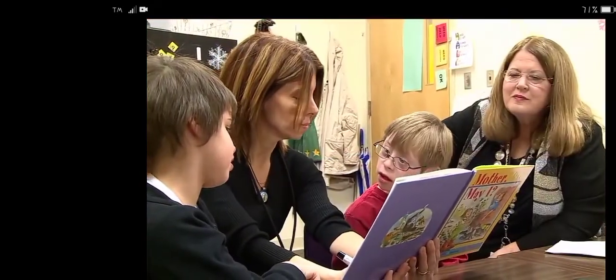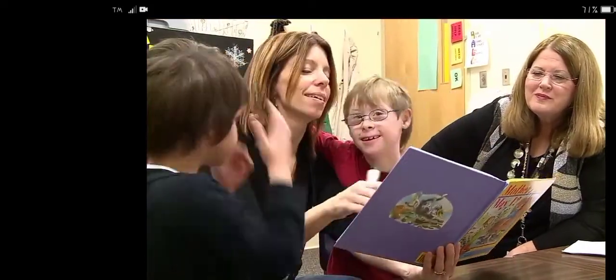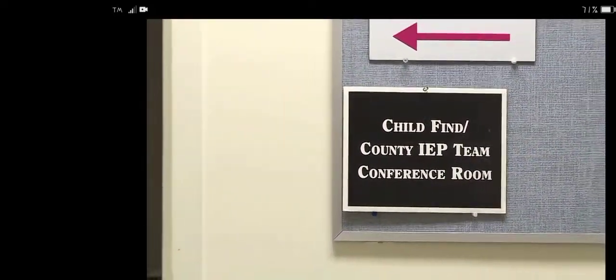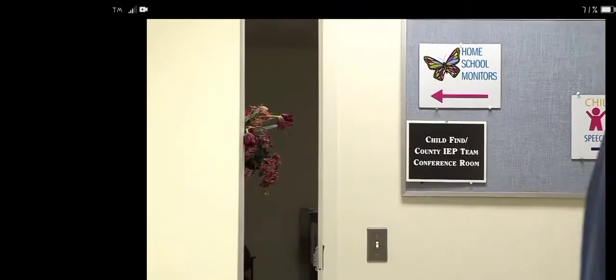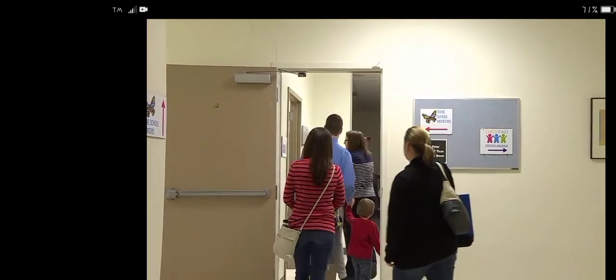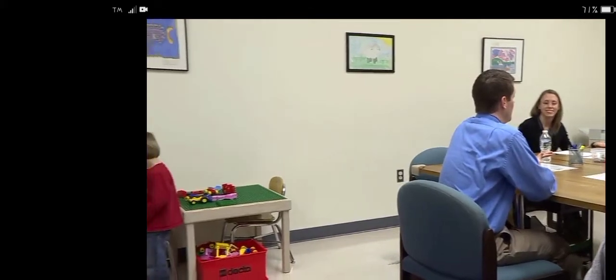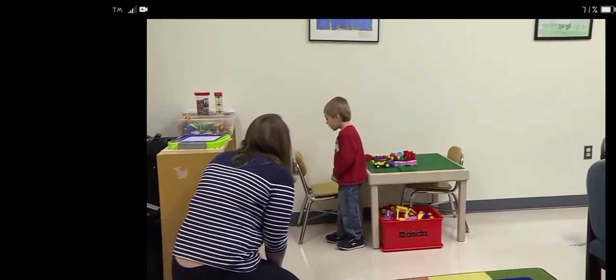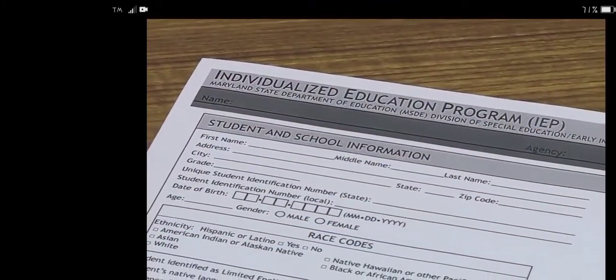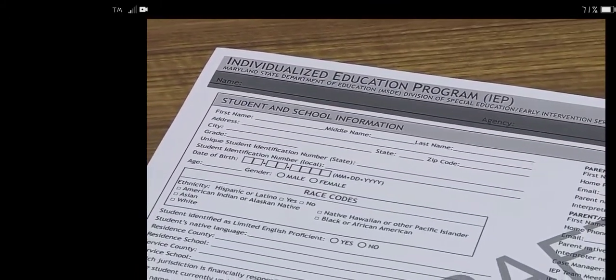Families who have concerns about their child's development should call the Child Find office to make a referral for an individual educational program, or IEP, screening meeting. Other children may be referred by their medical provider or Head Start. Children may also be referred by Frederick County Infants and Toddlers Program. All families who would like for their child to be considered for special education and related services must have a Child Find IEP meeting.